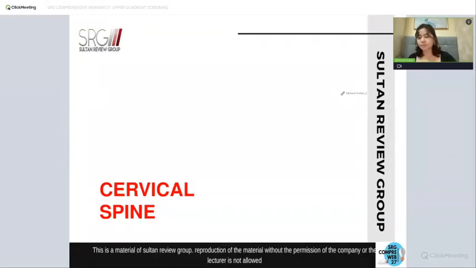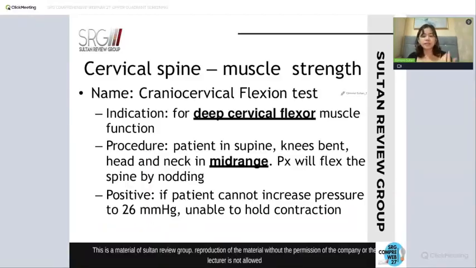So starting with your cervical spine. With special tests, there are names for each of them. It's really not that important for us to memorize the name. If you're aiming for the local board exam, the name is very important, because that's what they ask. But for the international exam, they no longer ask for the name. So name is not that important. What is more important? There are three: the indication, the procedure, and the positive sign.